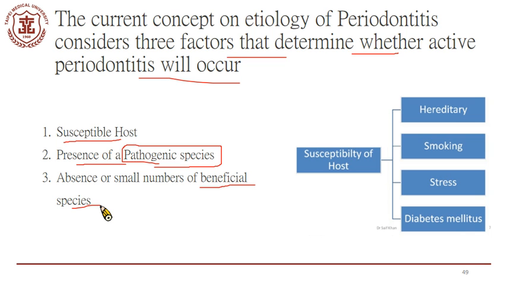Now, if your beneficial species in your oral microbiota are not decreased, they will compete with the pathogenic species, and sometimes they will just win. So you will not have any periodontitis. And of course, this will be modified if the host has some hereditary factors, smoking, stress, diabetes mellitus, among other systemic problems. Okay?